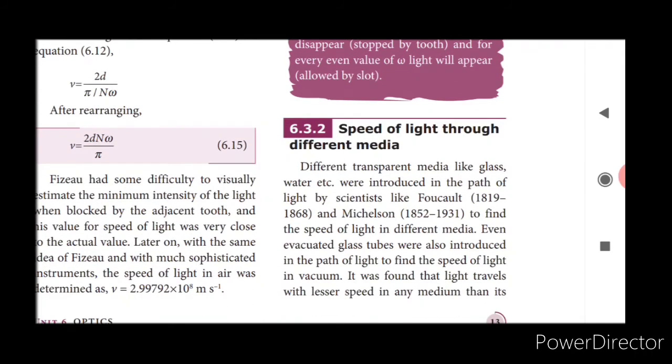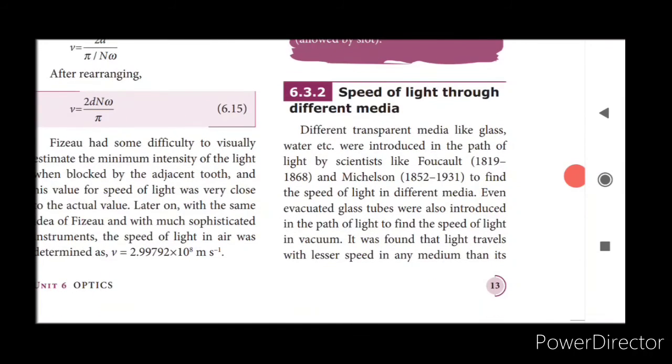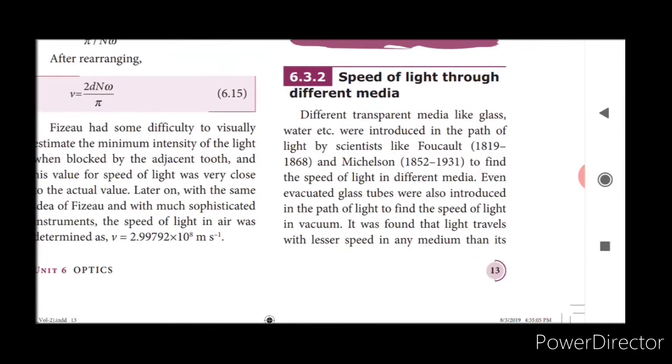Fizeau had some difficulty visually estimating the minimum intensity of the light when it was blocked by the adjacent tooth. The value obtained is very close to the accepted value, which was the idea of Fizeau's method.